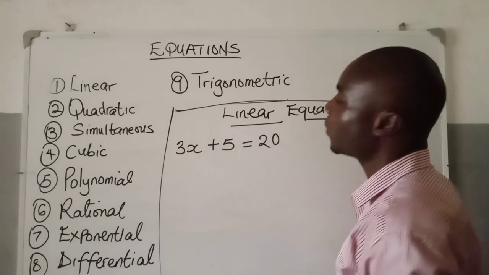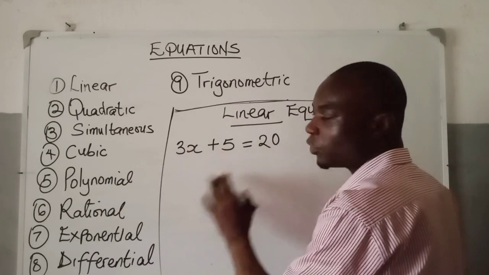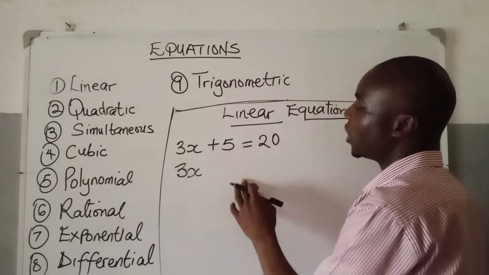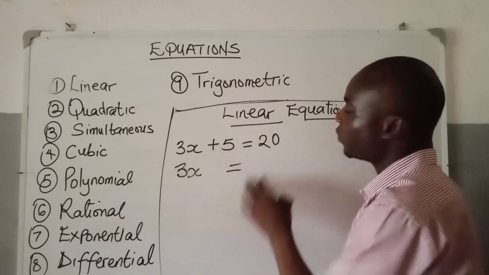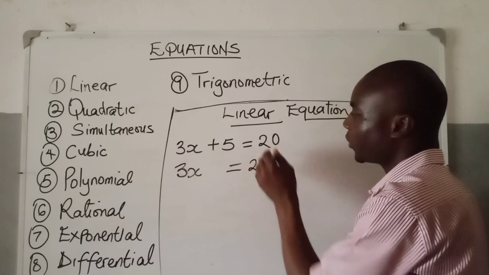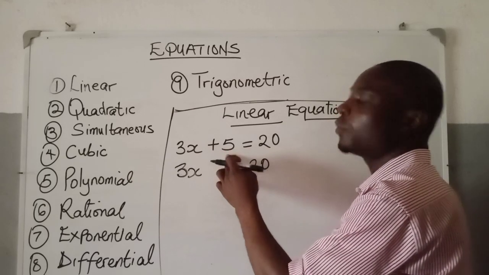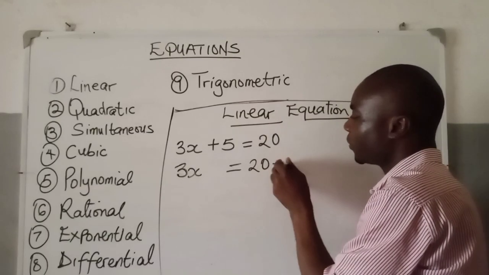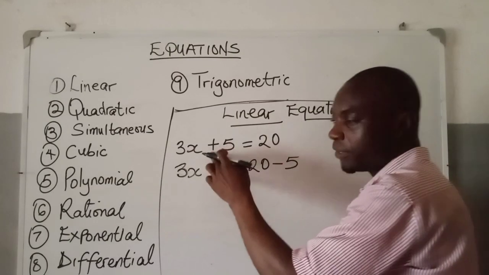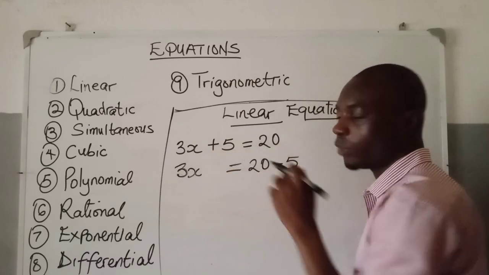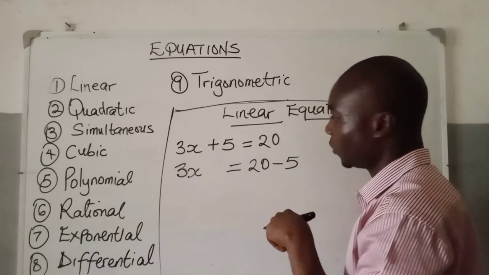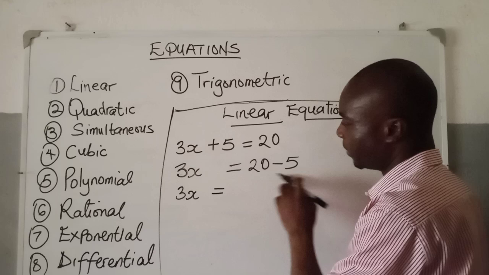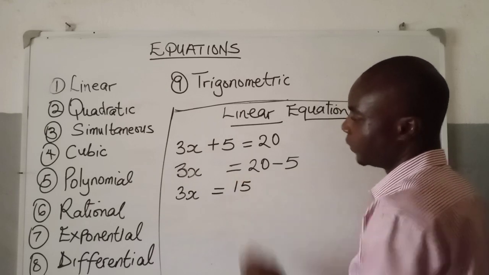So in going further, what we are going to do in answering this question, we'll bring down our 3x, then we'll bring down our equality sign, and we'll bring down our 20, okay? Then the plus 5 would have to cross over the equality sign to meet 20, and that will give us minus 5. So the positive sign changes to a negative sign whenever it crosses the equality sign. So we'll have 3x is equal to 20 minus 5, which is 15.